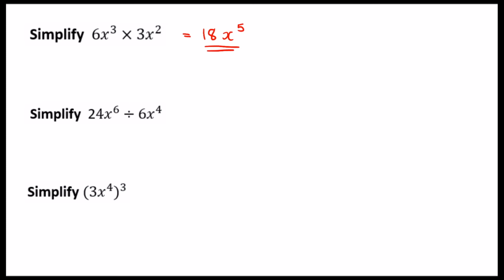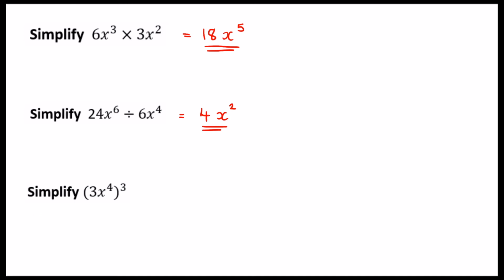In the second question, I can do the same thing but with division. So 24 divided by 6 gives me 4, and this time, because we're dividing two indices with the same base, we can subtract the powers, so that is x squared, which is 6 take away 4. That would be my final answer.